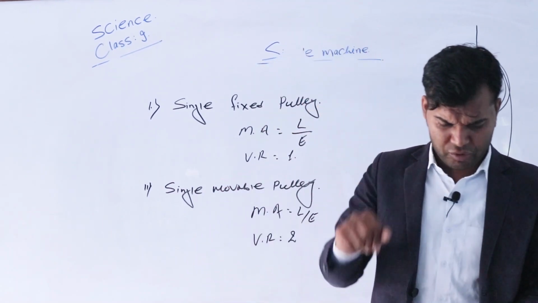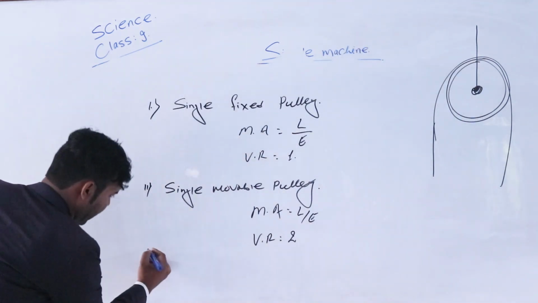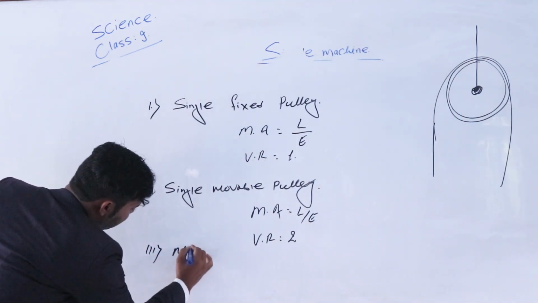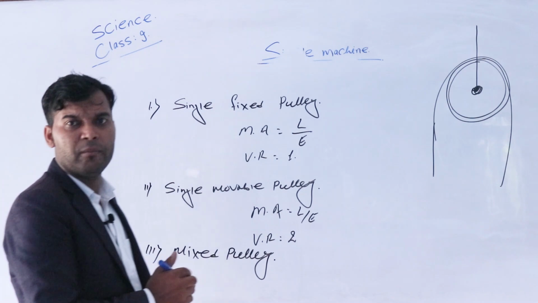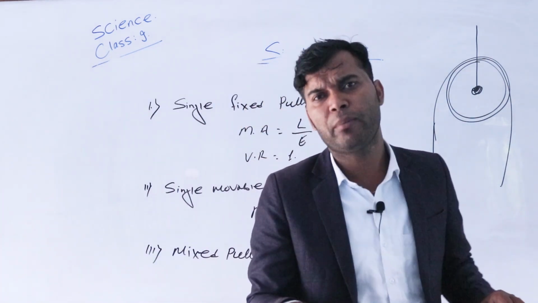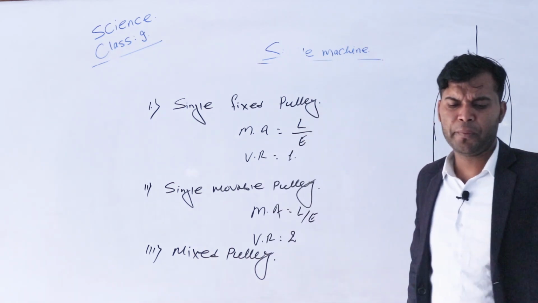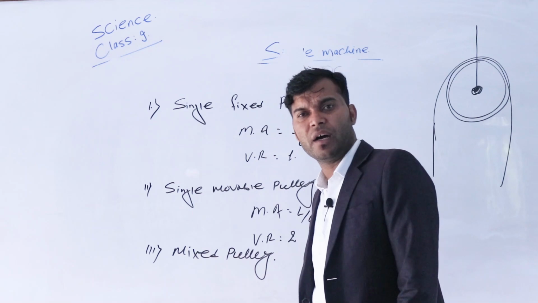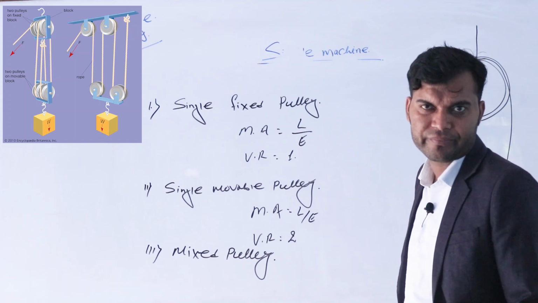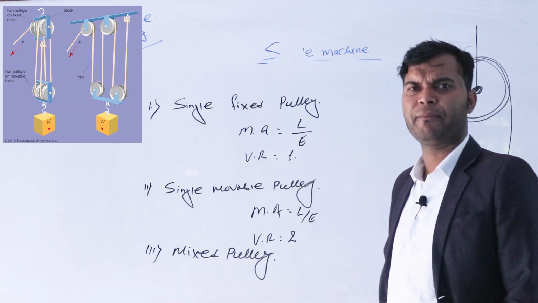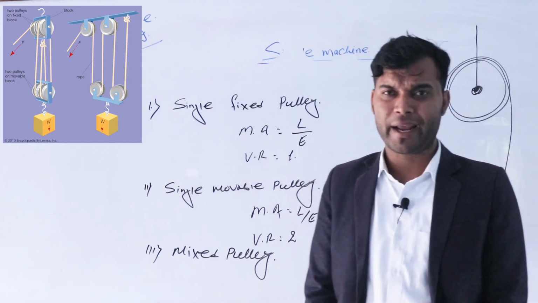Next one is the block and tackle, or mixed or compound pulley. A combination of a fixed and a movable pulley forms a block and tackle, which is called the mixed or block and tackle pulley. Look at the diagram. The pulley which combines both types, fixed and movable, is called the block and tackle pulley.